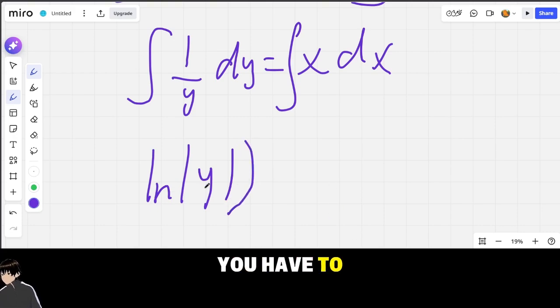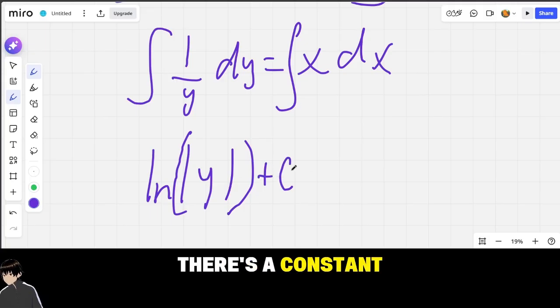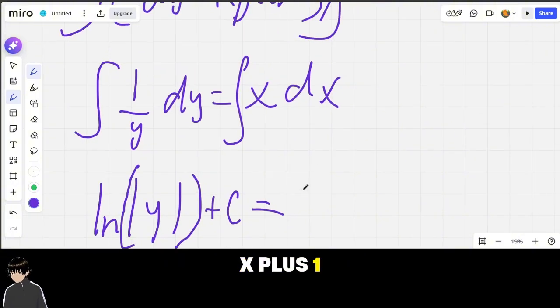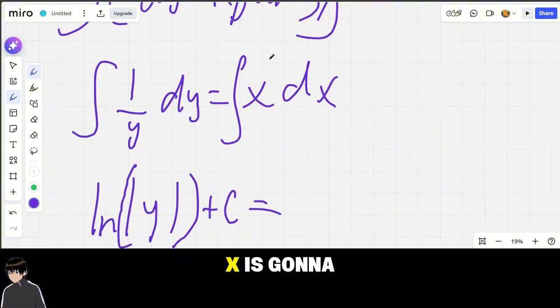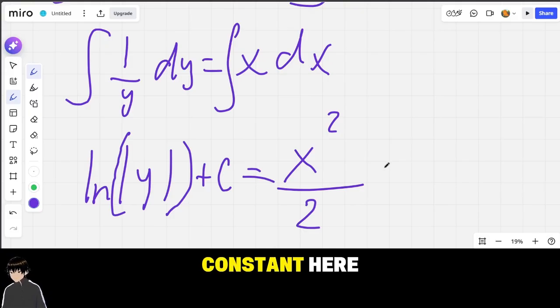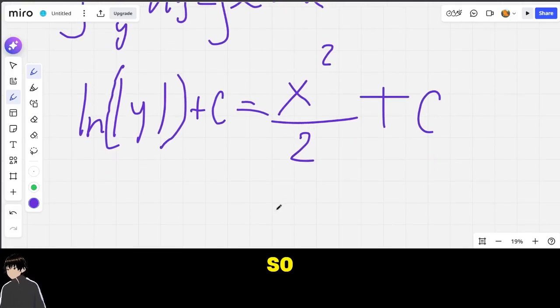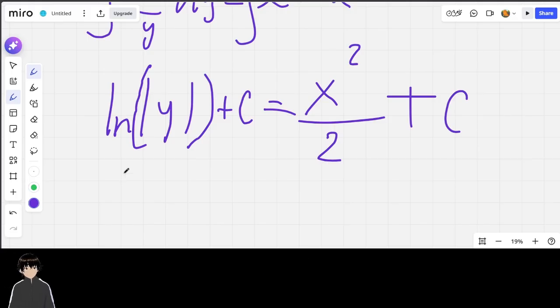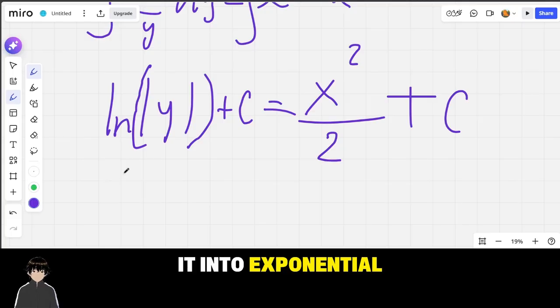You have to add a plus c because there's a constant, and then x plus 1 plus 1. The exponent of x is going to be 1 plus 1. That's going to be x squared over 2 plus c, I believe. Yeah, yeah. You have to add another constant here. So now that we have this, we have to turn this into exponential form. Yeah, I believe you have to turn it into exponential form.